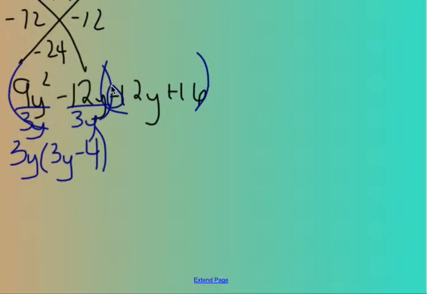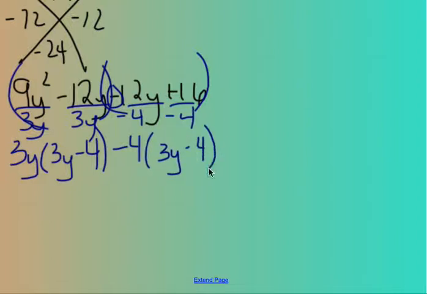So here I have a negative 12, so I know my greatest common factor is going to be negative. Between 12 and 16, I can take out a 4. So I'm going to divide each of these terms by a negative 4. Negative 12 divided by negative 4 is 3, and then I have y. 16 divided by a negative 4 is a negative 4.